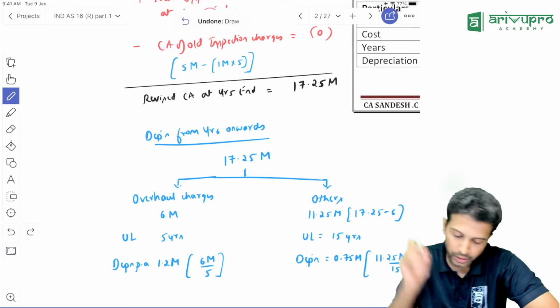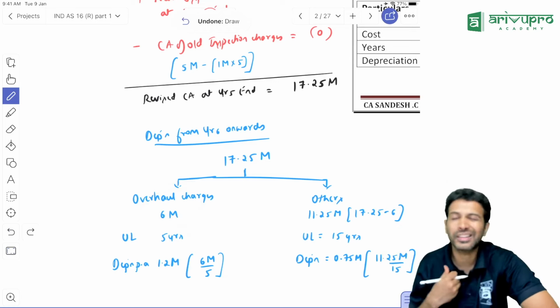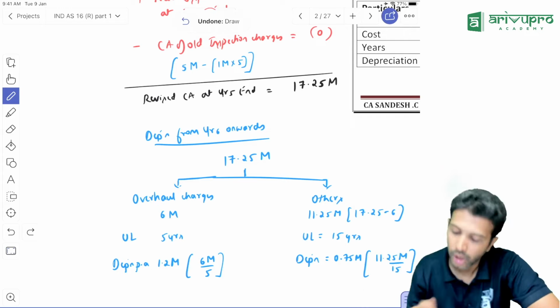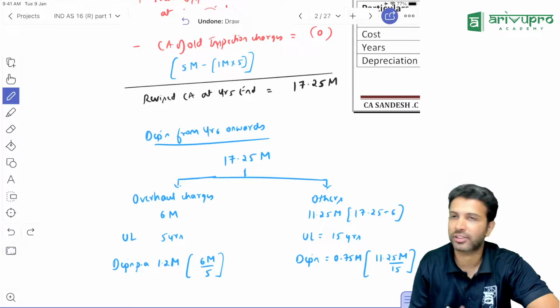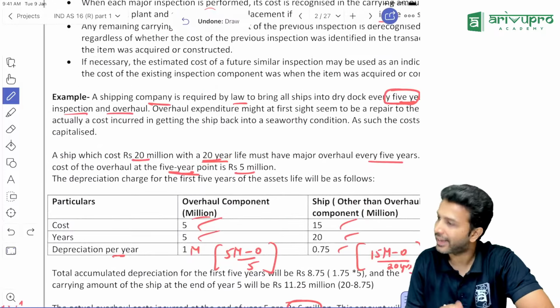Done. Now the useful life of this new inspection charges is what? 5 years, because you have to get the inspection done every 5 years. What about the useful life of the other parts? When you bought the ship, the life was how many years? 20 years. Now you are in which year?